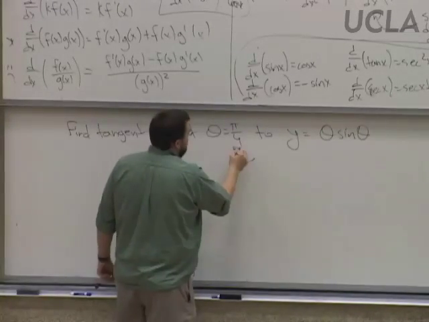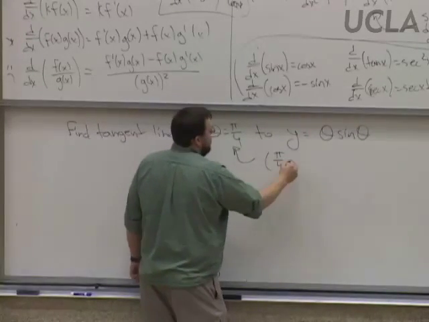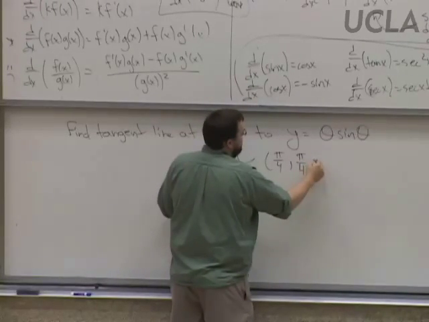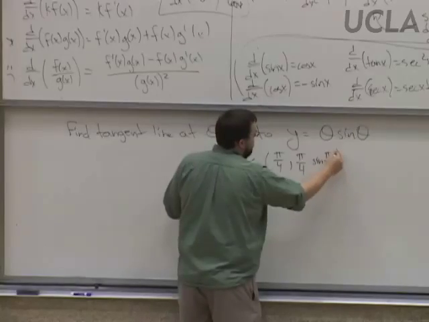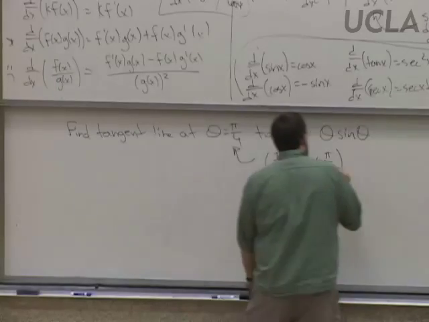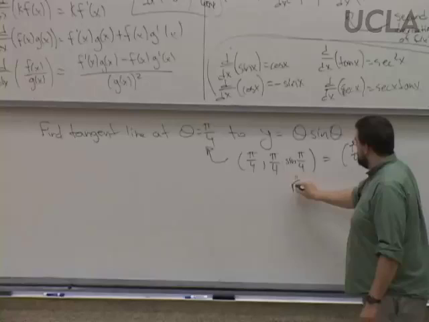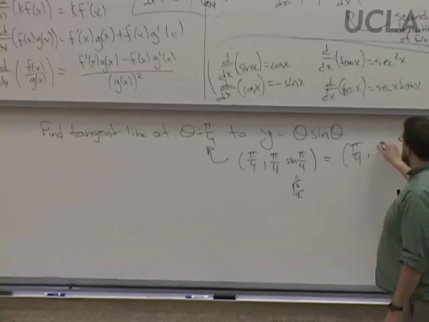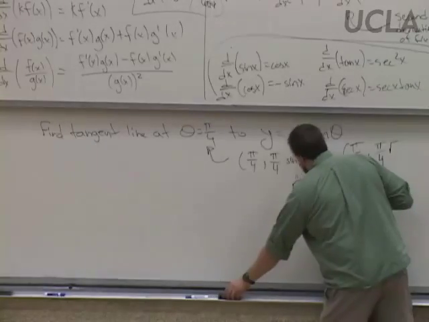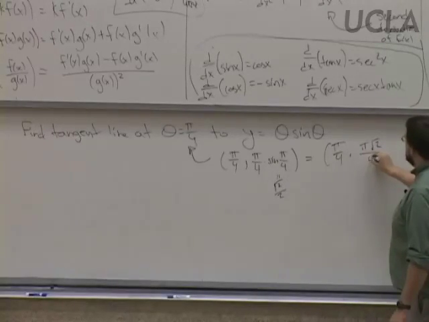This is essentially thinking of theta as your x-coordinate. So our point is going to be pi over 4. Then the y-coordinate, I just plug pi over 4 into this function: pi over 4 times sine of pi over 4. And the sine of pi over 4? This is the square root of 2 over 2. Hopefully you should know this one for the test. In fact, it will be useful to know that for the test. Multiply together, you get pi root 2 over 8.